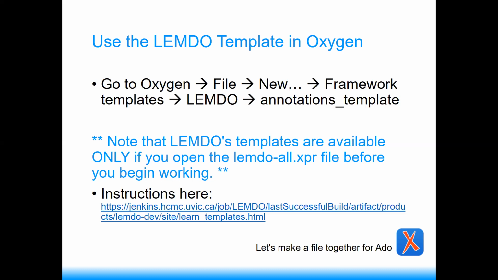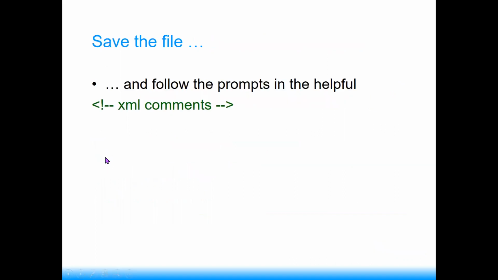So the instructions are on this slide, just so that when you are looking at the slides again in the future, you can walk through this process. So we're going to go to Oxygen. We're going to open up the file menu, click on New, click on Framework Templates, click on LEMDO, and click on Annotations Template. We will do that in about 1 minute. But first, a little note that Oxygen only offers up the LEMDO templates if you have opened up the LEMDO all XPR file when you start working, which you should always be doing anyway. But this is one of the reasons why you want to do that.